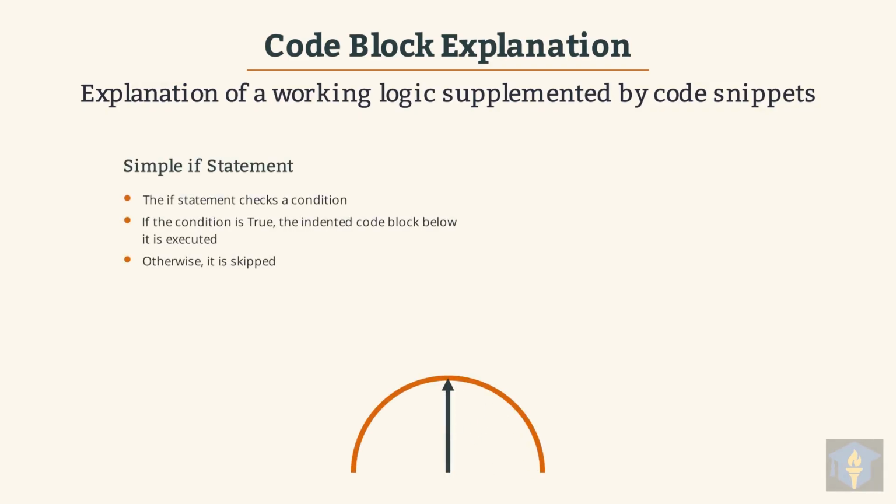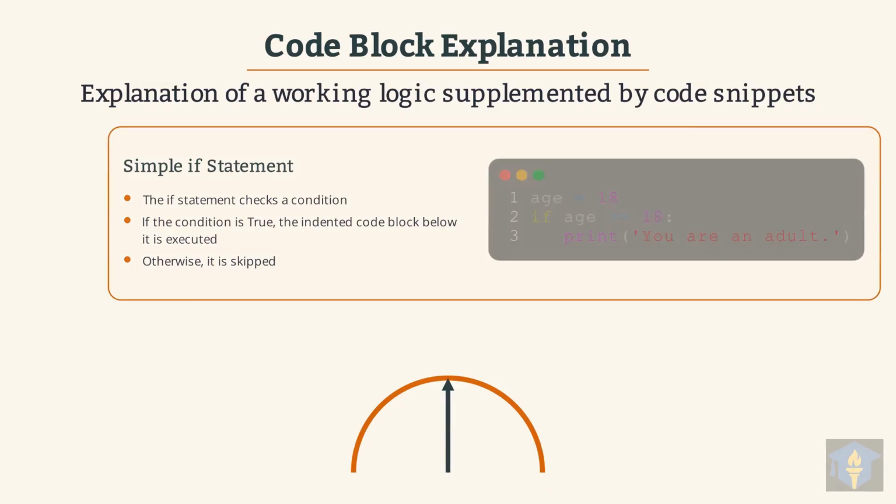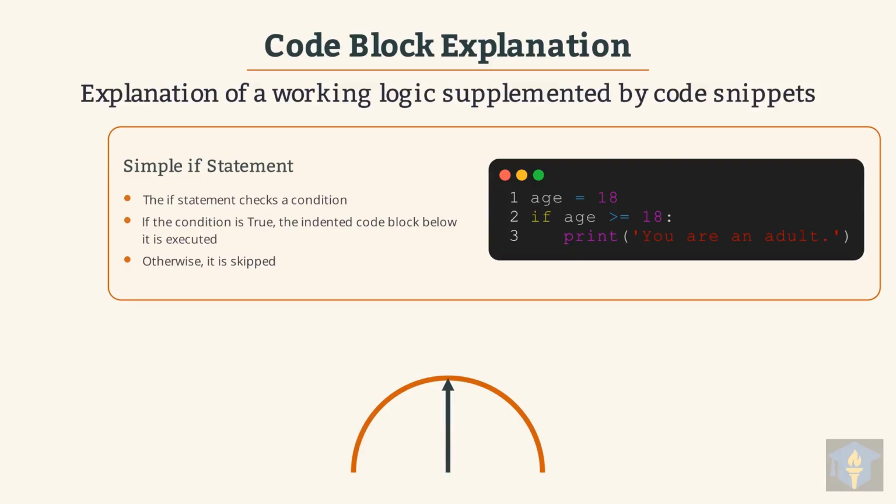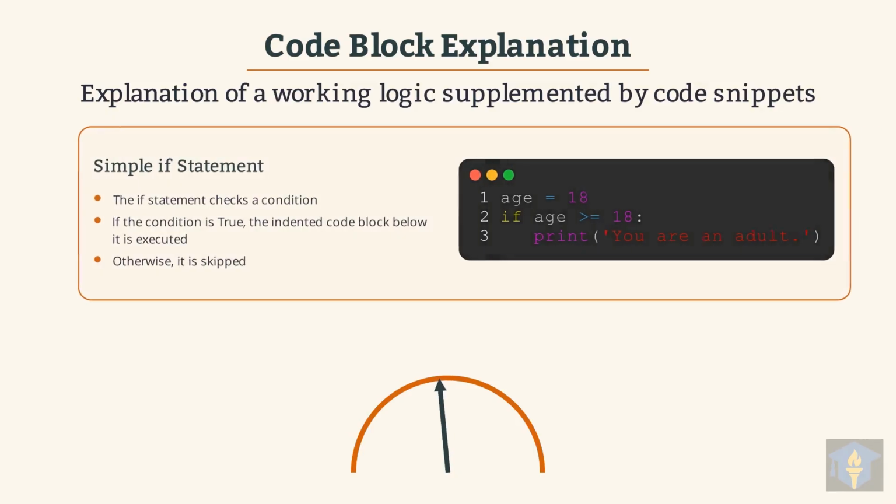Here, we see a simple if statement, a fundamental construct for conditional execution in programming. The if statement checks a condition. If it's true, the indented code block executes, otherwise, it is simply skipped. This code sets an age, and then uses an if statement to check if the age is 18 or greater, printing a message if true.